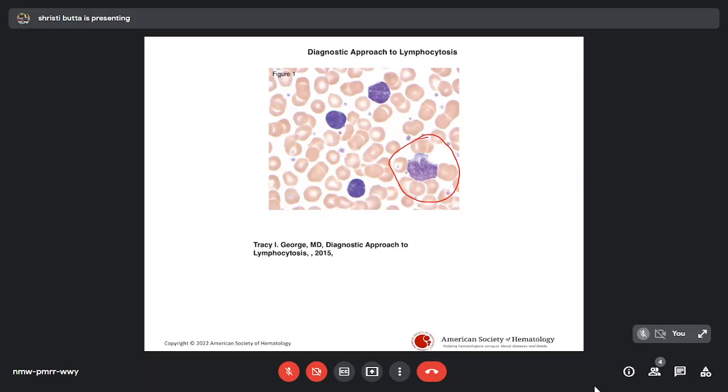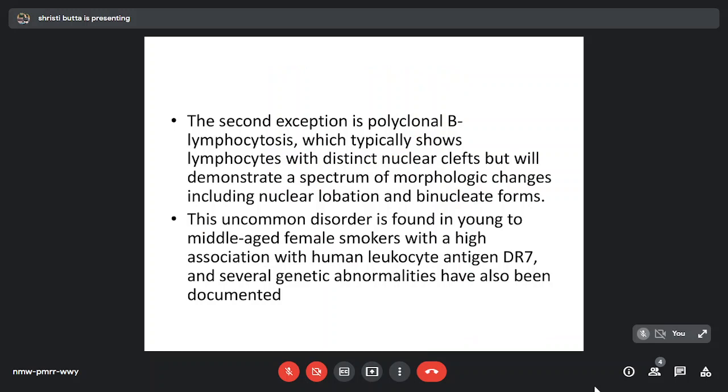The second exception is polyclonal B lymphocytosis, which typically shows lymphocytes with distinct nuclear clefts, but will demonstrate a spectrum of morphological changes, including nuclear lobation and binucleated forms. So it is polyclonal B lymphocytosis in that case. This uncommon disorder is found particularly in young and middle-aged female smokers, with a high association with HLA-DR7 and several genetic abnormalities. The final exception is the large granular lymphocyte.